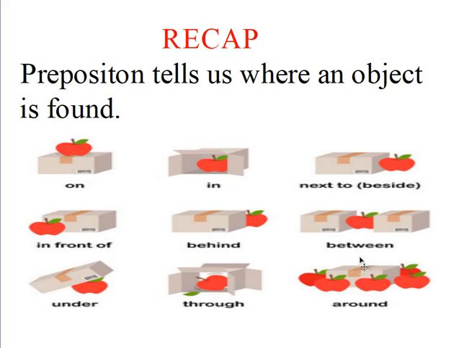Now, there is a box and other tomatoes around. And so you say that the tomatoes are around the box. And so, wherever you find the tomato, our emphasis is on the object tomato. Wherever you find it, it's what we call preposition, or you can use the word position. It is telling you where that object is found.